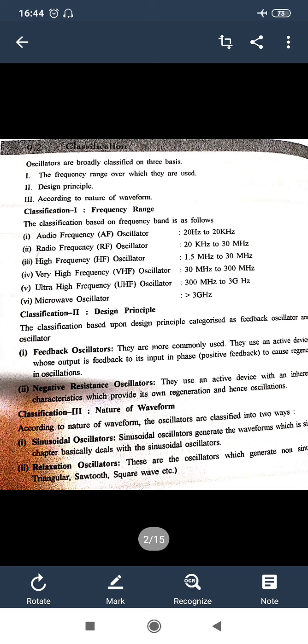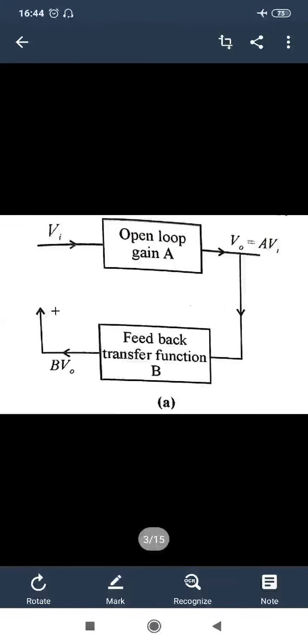And the third one is the nature of the waveform, meaning sinusoidal, and other than sinusoidal, which is called relaxation, like triangular wave and sawtooth wave oscillators. This is the basic feedback principle, where we generally use feedback oscillators. In this case, the output is fed back to the input.